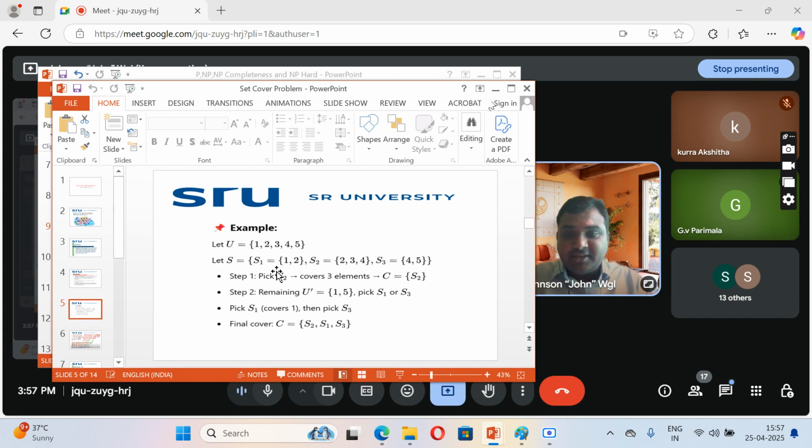Then there are some subsets, S1 {1, 2}, S2 {2, 3, 4}, S3 {4, 5}. Means these subsets will be covered. One subset cold and cough, another subset fever, body pains and headache, another subset is breathing problem and fever. When we combine these three things, it will cover the universal set.